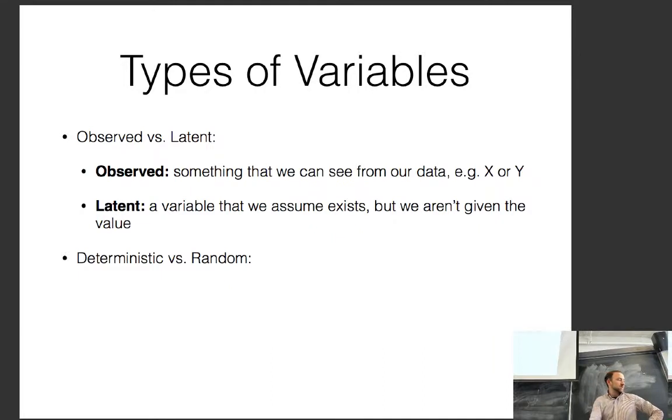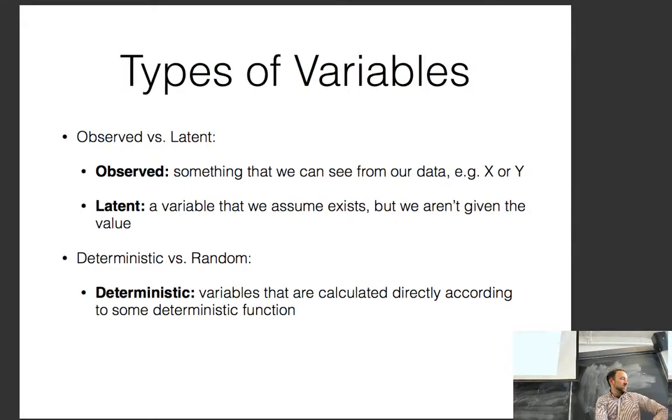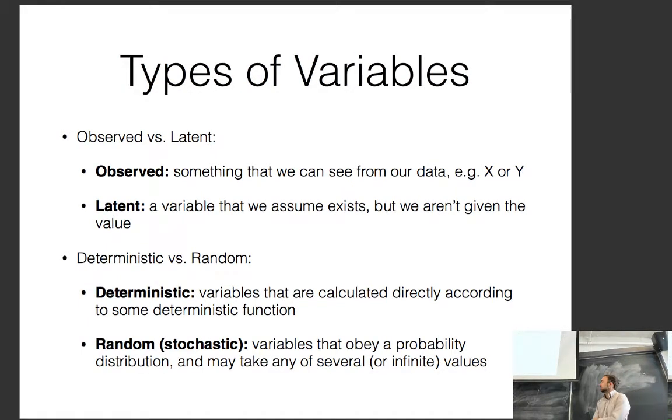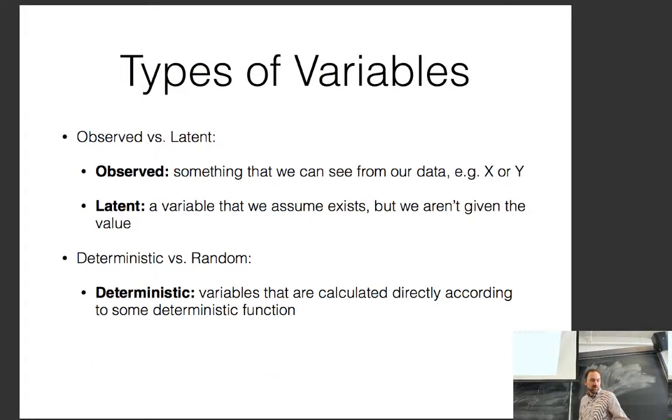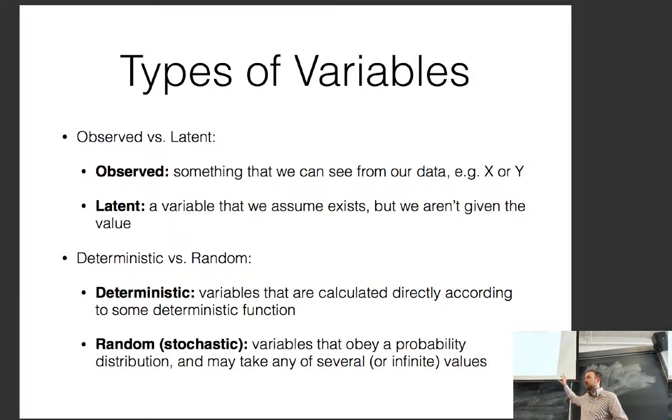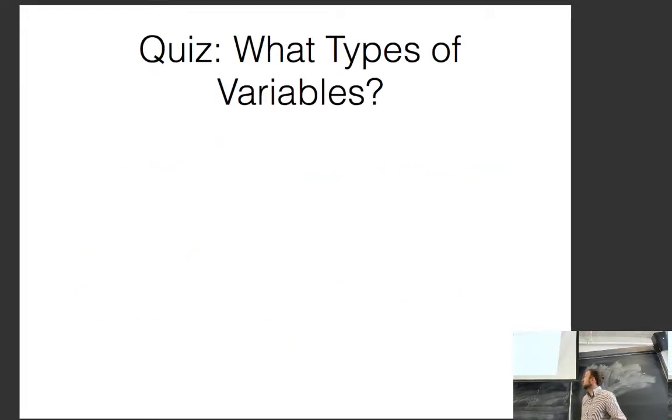Another distinction that we can make is deterministic versus random. Deterministic variables are variables that are calculated directly according to some deterministic function and don't have any probabilistic interpretation. In contrast, random or stochastic variables obey a probability distribution and may take any of several or infinite values. So very often, when people say latent variables, they're talking about latent random variables. And I might blur that distinction here, but this distinction is rather important. In virtually all of the models that we've talked about so far, we haven't really been handling latent random variables.